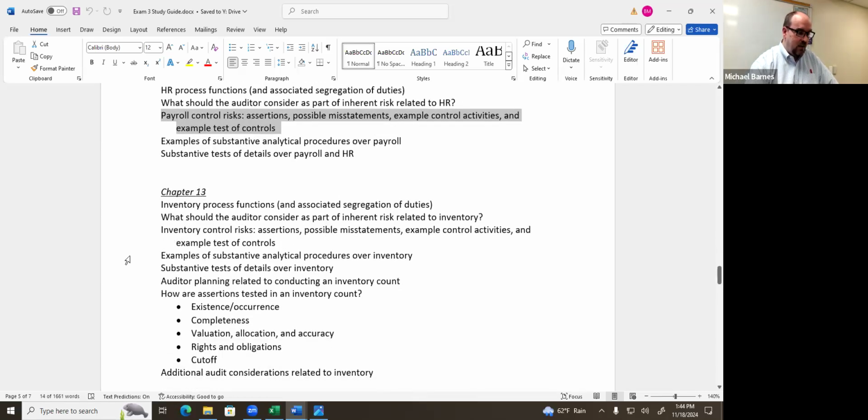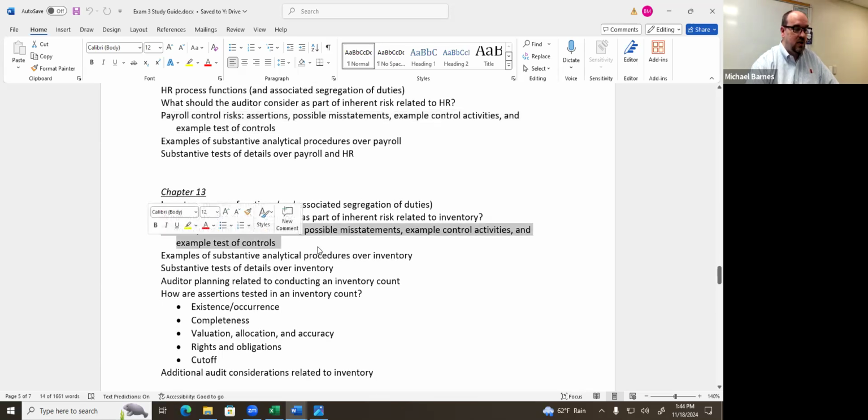Inventory, we're going to talk about a little bit more. We've got the inventory control risks, which is going to be out here. This is table number 6, by the way. So 2 tables from chapter 10, 2 tables from chapter 11, 1 table in chapter 12, 1 table in chapter 13. That's 6. Yes. Okay.